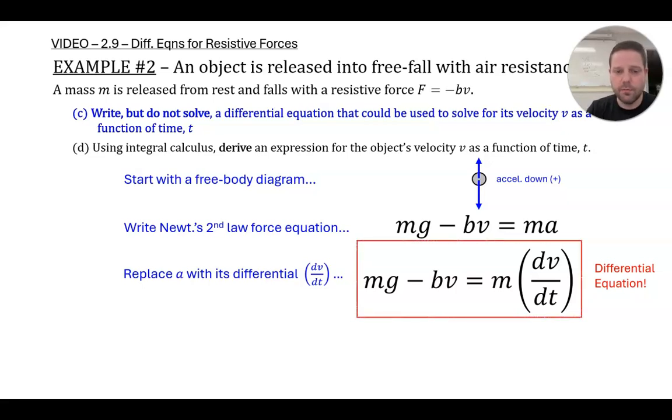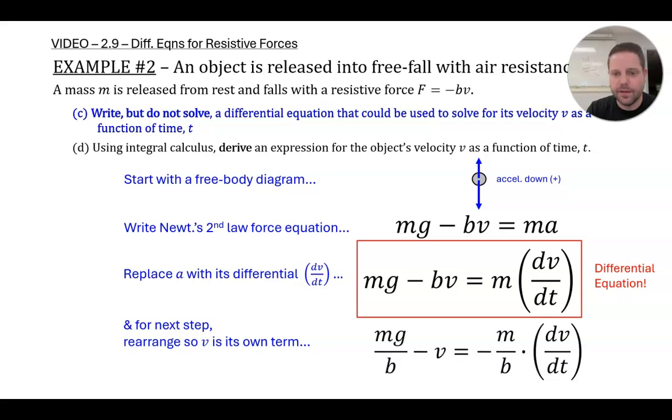As in the previous problem, if we wanted to move forward to get the time constant, or to solve this differential equation, we'd want to rearrange this so that v is its own term. That means we've got to get rid of that b. And so if we divide everything by b, we end up getting mg over b minus v equals m over b dv/dt. This negative sign should not be there.